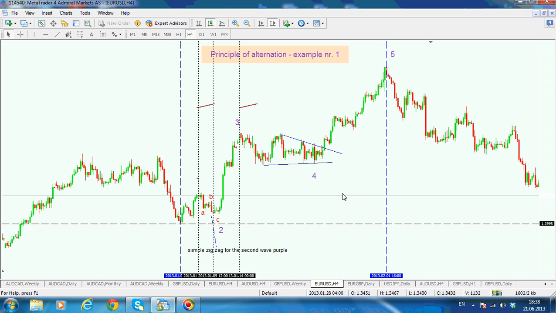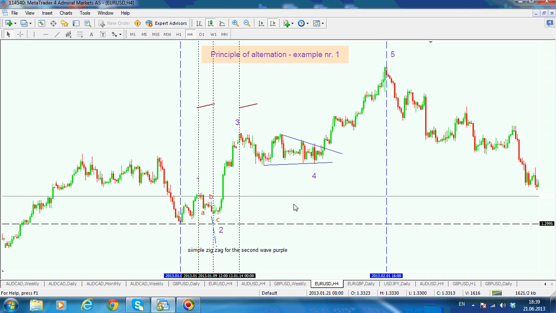On with the principle of alternation with the first example. So if the second and the fourth wave alternate, now we've seen in the time taken for both to consolidate and also in the construction or structure, that means the patterns that are forming the second and the fourth wave should be different.